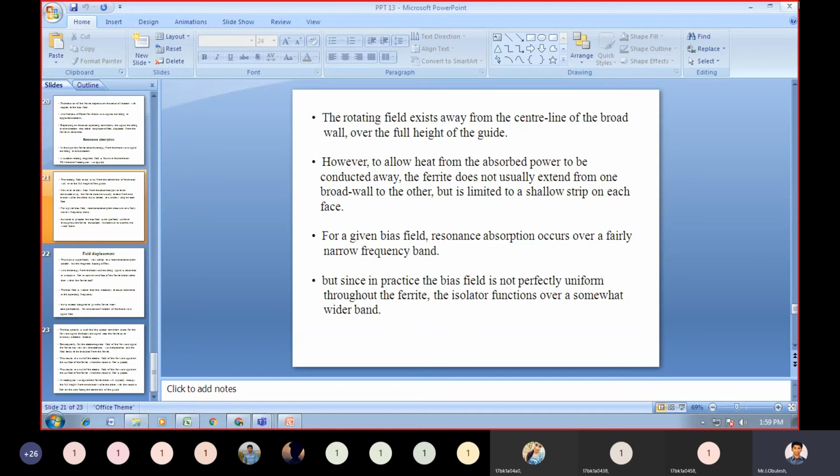For a given bias field, the resonance absorption occurs over a fairly narrow frequency band. But since in practice the bias field is not perfectly uniform throughout the ferrite, the isolator functions over a somewhat wider band.